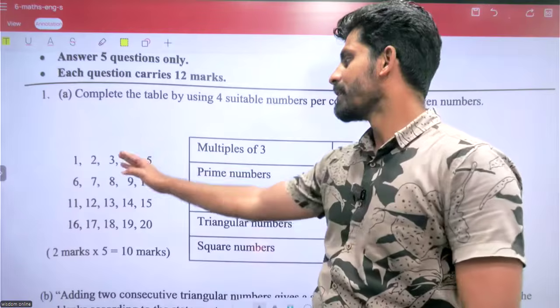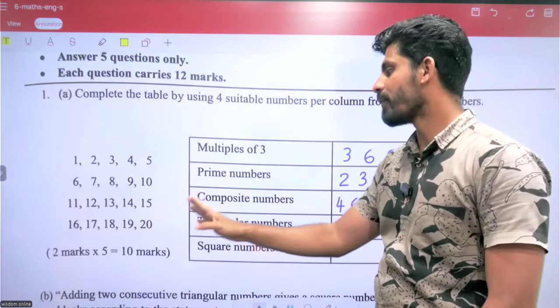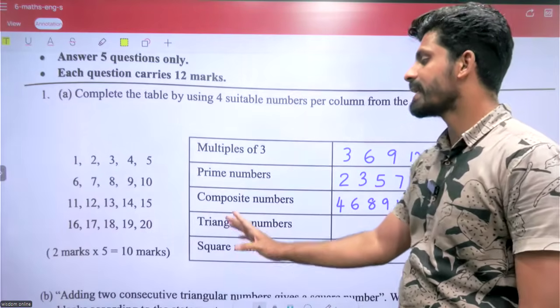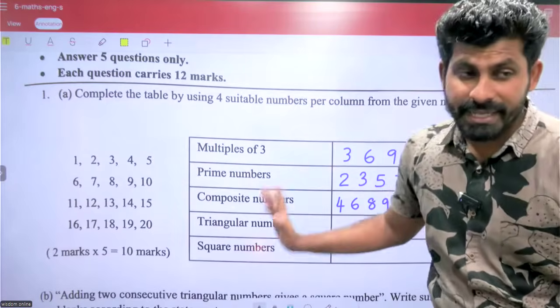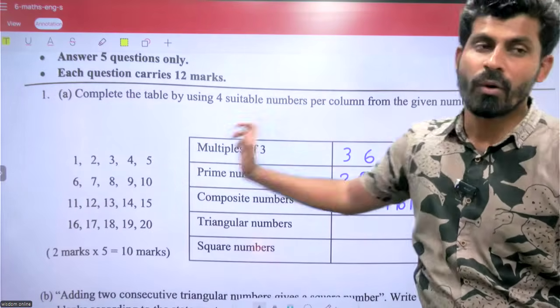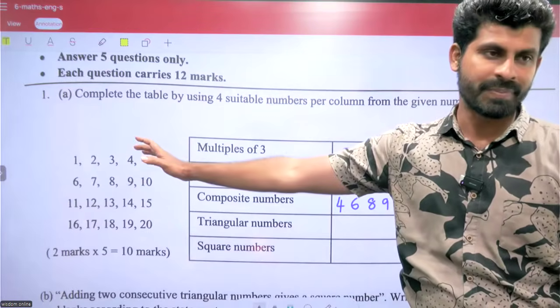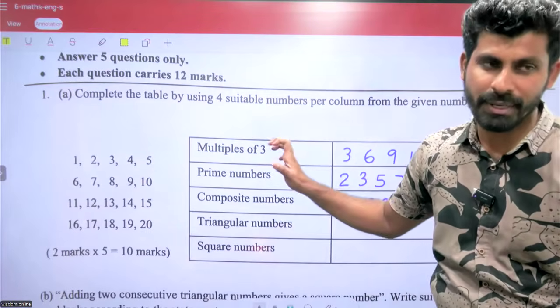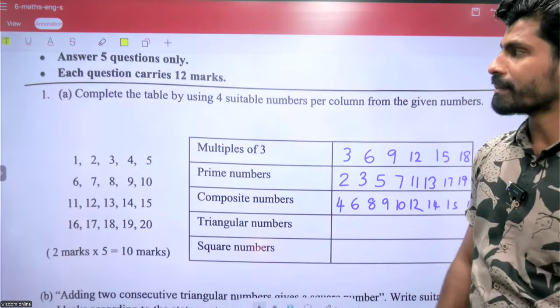Composite numbers: 4, 6, 8, 9, 10, 12, 14, 15, 16, 18, 20. All those numbers are composite numbers. I'm telling that one again: no need to write down all the numbers. You can complete the table by using 4 suitable numbers. That's enough. Right.